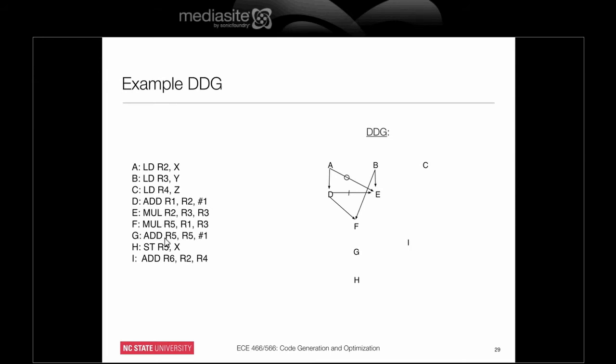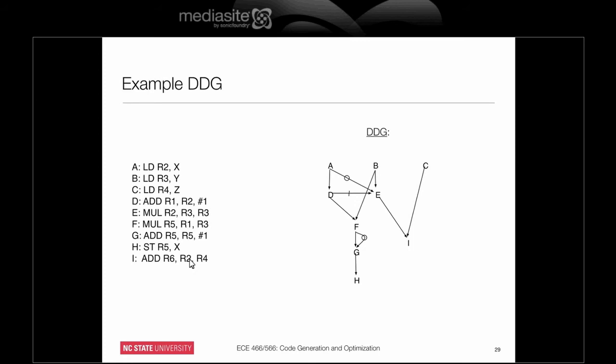Okay, and then we look at G. G needs the value from R5, and then it produces a new value for R5. So that means it has both a true and an output dependence with respect to F. H uses R5, so it'll have a true dependence with respect to G. And then instruction I uses R4 from instruction C, and it uses R2 from instruction E. Okay, and so that would be our complete data dependence graph.